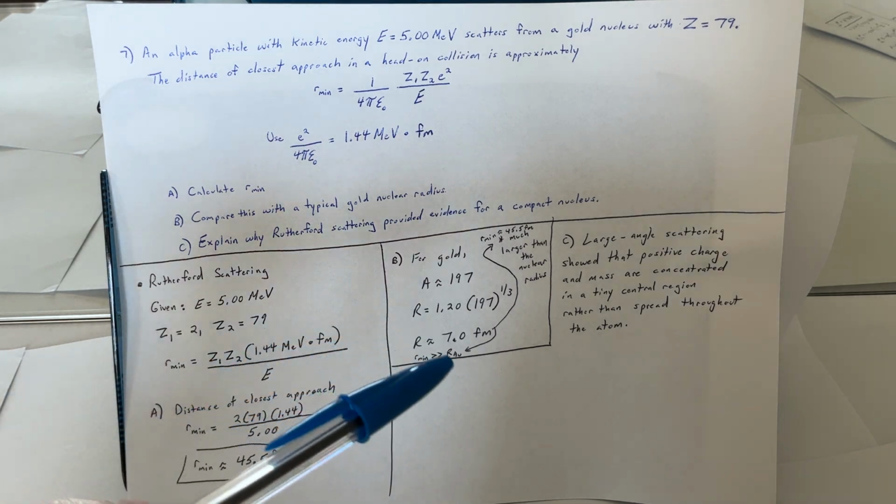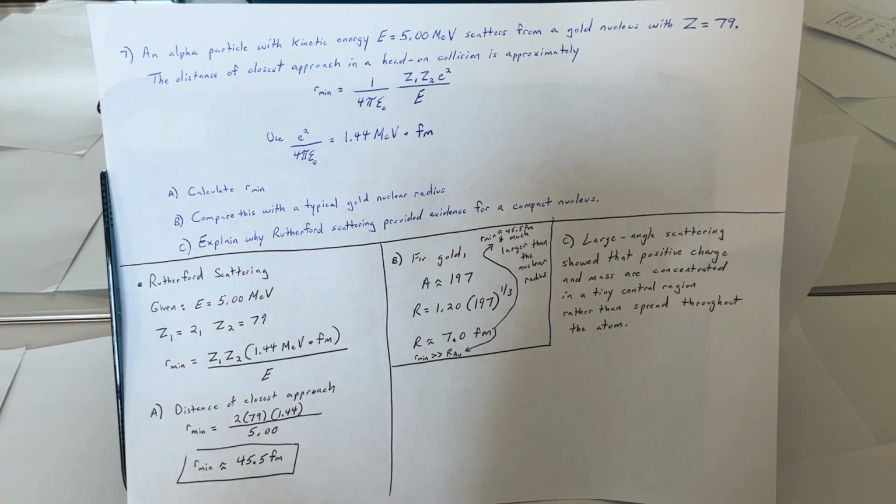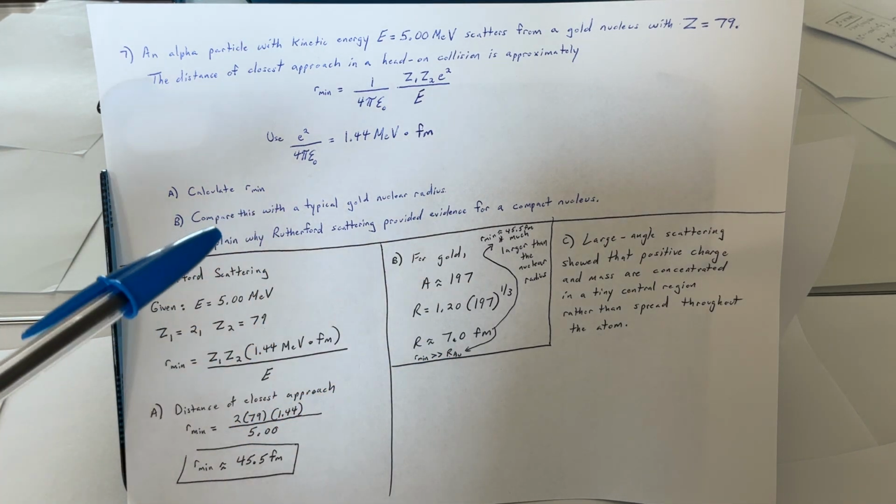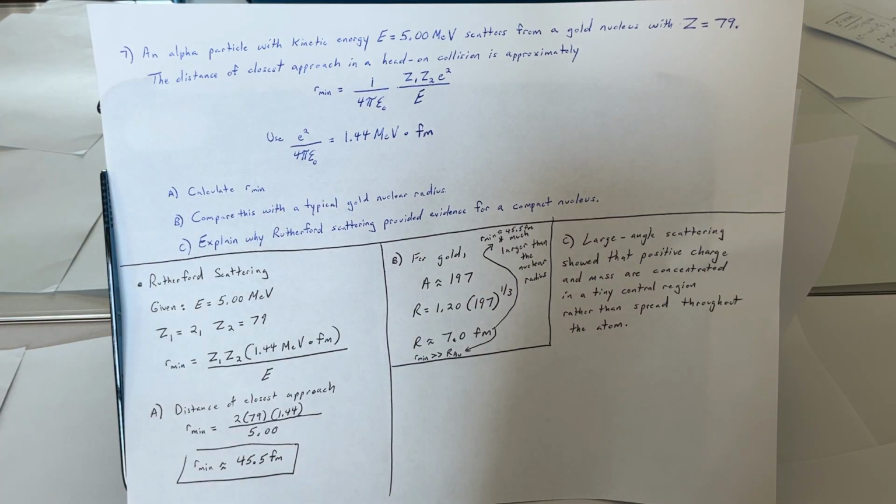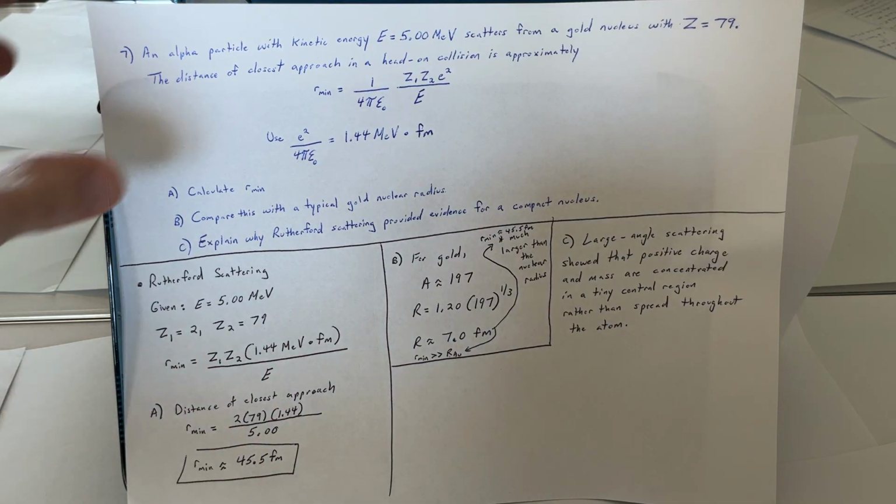Of R sub Au for gold. Okay, so part C, explain why Rutherford scattering provided evidence for a compact nucleus. So here we go. Part C, large angle scattering showed that positive charge and mass are concentrated in a tiny central region rather than spread throughout the atom. So that's part C there. That's number 7. Let's move along to number 8.